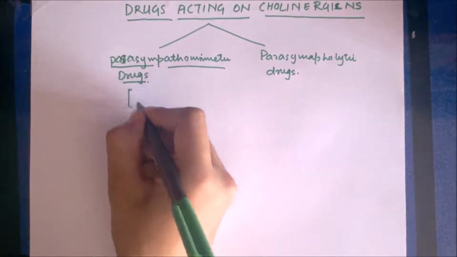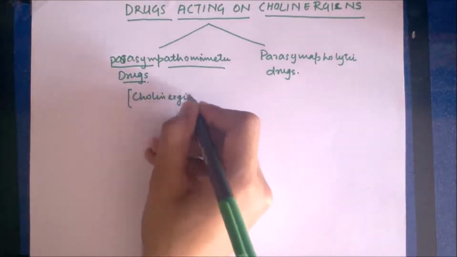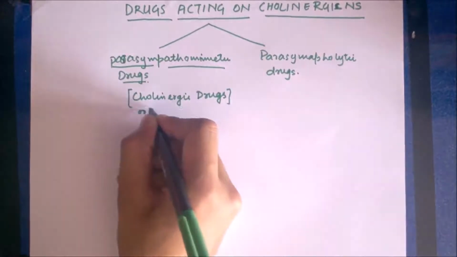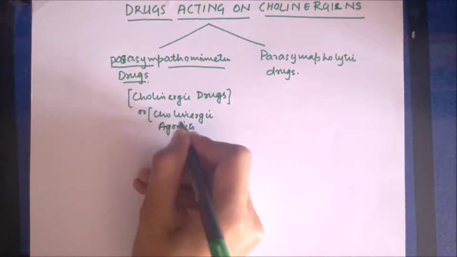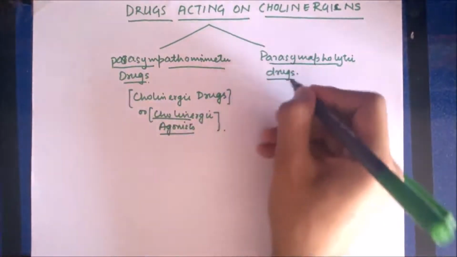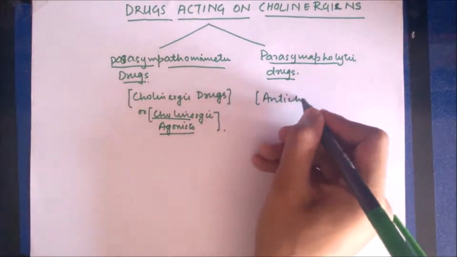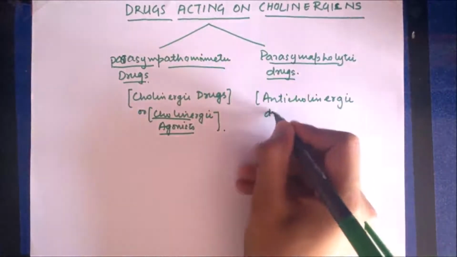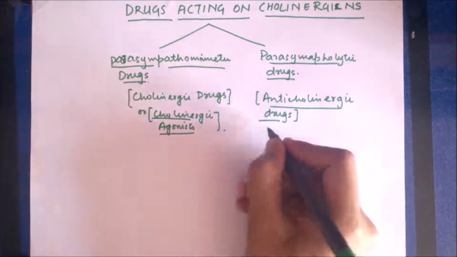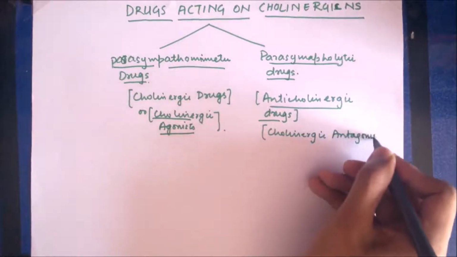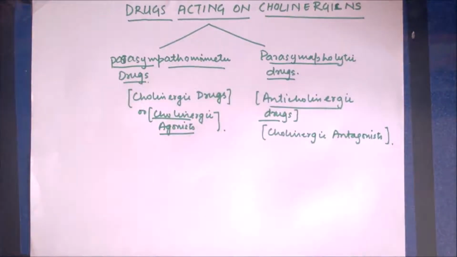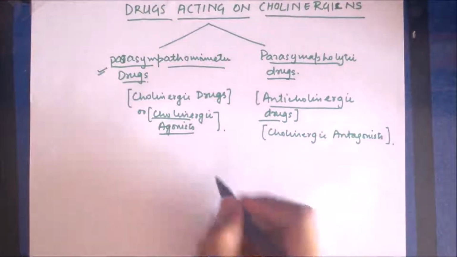Now, parasympathomimetic drugs are also called cholinergic drugs, or cholinergic agonists. And parasympatholytic drugs are called anticholinergic drugs. Basically they are antagonists of cholinergic receptors, so they are also called cholinergic antagonists. Now first we will study parasympathomimetic drugs in detail.